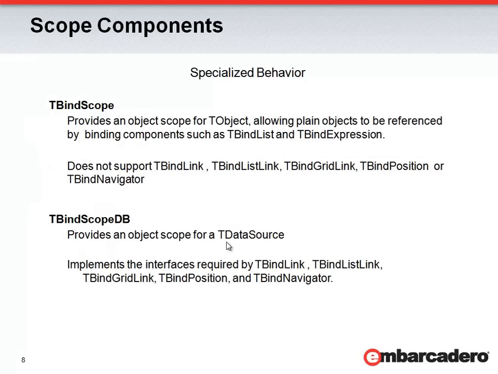There are two BindScope components in the LiveBindings framework. TBindScope provides an object scope for a TObject, allowing plain objects to be referenced by binding components such as TBindList and TBindExpression. TBindScope does not support the link components, TBindPosition or TBindNavigator. TBindScopeDB provides an object scope for TDataSource. It implements the interfaces required by the link components, TBindPosition and TBindNavigator.